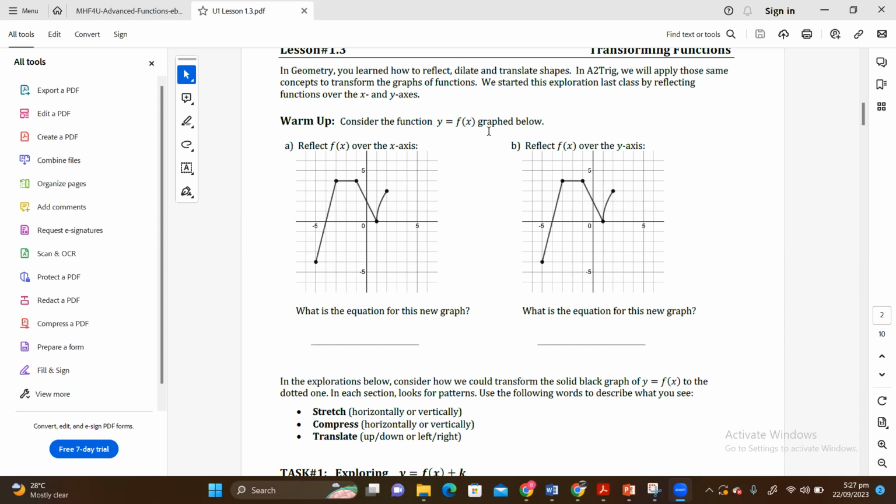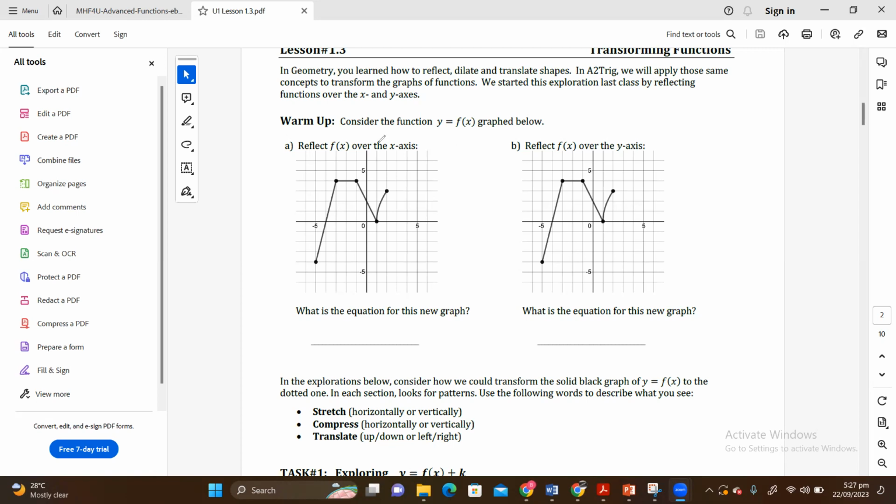Consider the function y is equal to f of x graphed below. Reflect f of x over the x-axis. What is the equation for this new graph? Do you know how the reflection occurs? No, I don't.